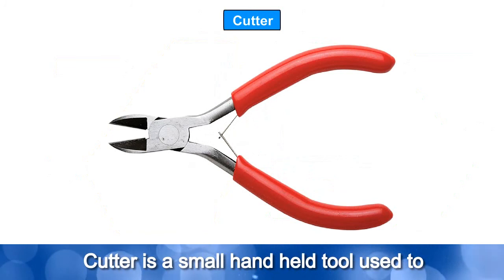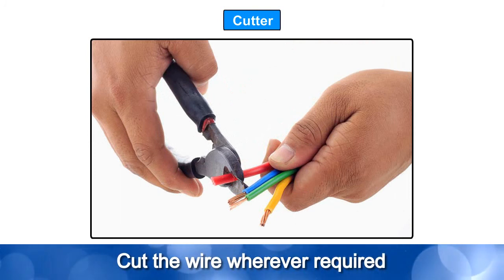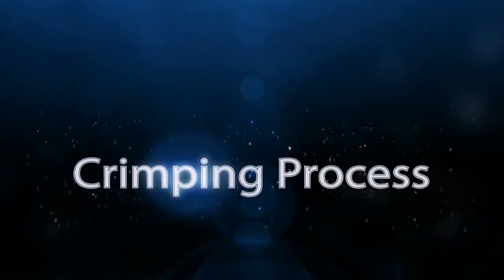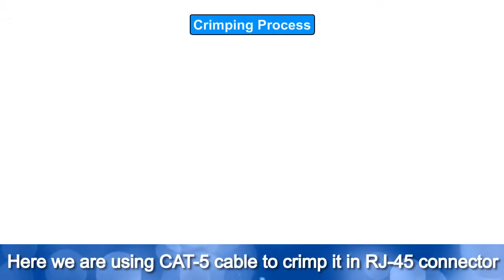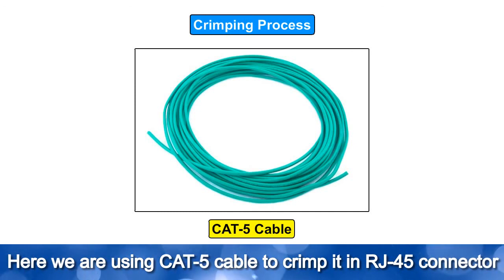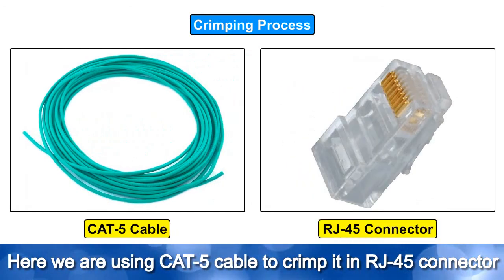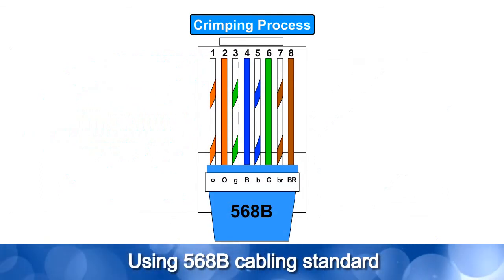Cutter. A cutter is a small handheld tool used to cut the wire wherever required. Crimping process. Here we are using Cat5 cable to crimp it in an RJ45 connector using the 568B cabling standard.